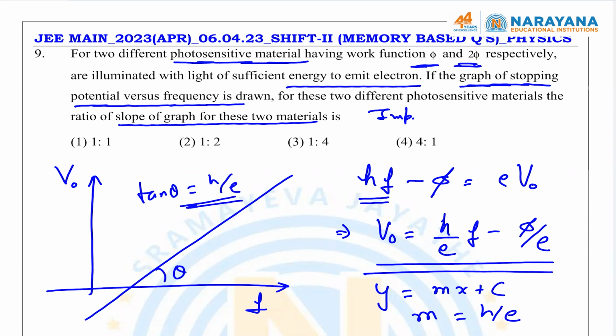So this slope is independent of the nature of the metal chosen for which we are observing the photoelectric effect. That is a very important result. It is h by e, a universal constant because h and e both are fixed values. So the answer is 1:1. Note these points carefully, that the slope is independent of the nature of the material whenever we draw the graph between stopping potential and frequency. All right, let's go on to the next question.